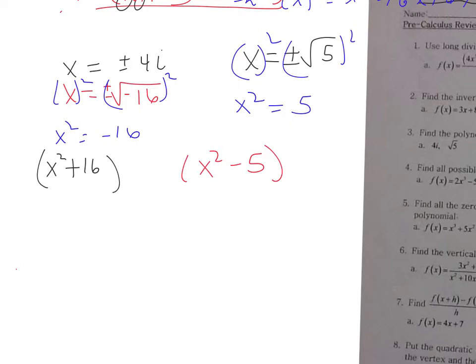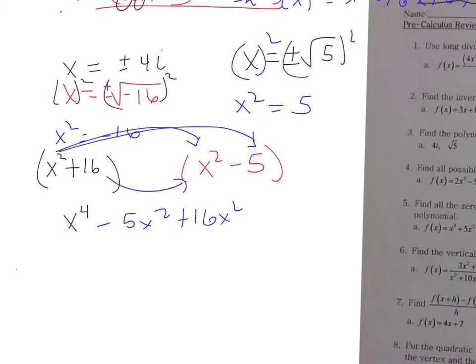So x squared times x squared is x to the 4th. X squared times negative 5 is negative 5x squared. 16 times x squared is 16x squared. 16 times negative 5 would be negative 80. And then I'm going to combine like terms and make sure I write as f of x.